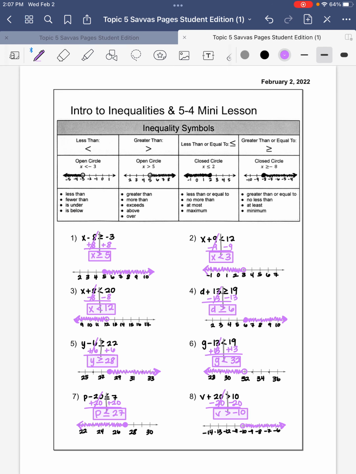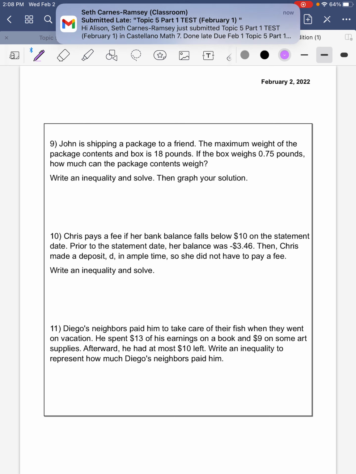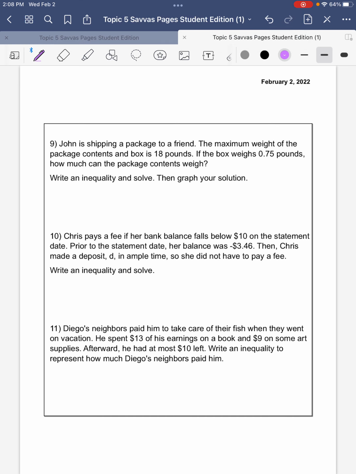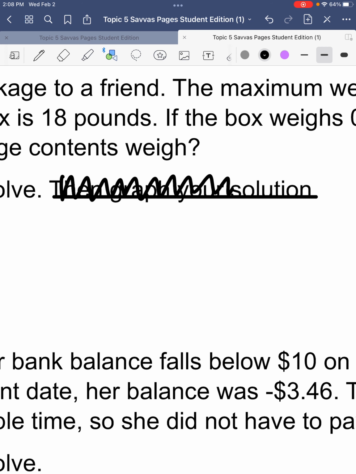Okay, moving on, I have one more page. This time I have some word problems. So number 9, John is shipping a package to a friend. The maximum weight of the package, contents, and box is 18 pounds. If the box weighs 0.75 pounds, how much can the package contents weigh? It says to write an inequality and solve, then graph your solution. But y'all, I decided we're not going to graph our solution here. We're just going to write our inequality and solve.